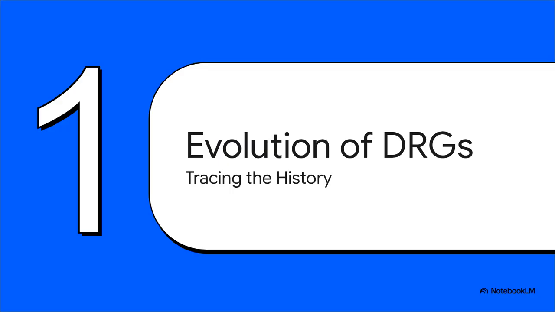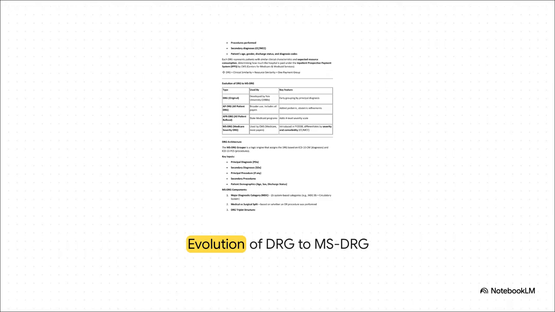Section 1. The evolution of DRG systems. To really understand where we are today, we've got to establish how diagnosis-related groups actually started. It's been quite a paradigm shift over the decades. It all kicked off with the original DRGs developed by Yale University back in the 1980s, which grouped stays primarily by principal diagnosis. From there, we evolved to APDRGs, which brought in pediatric and obstetric refinements.